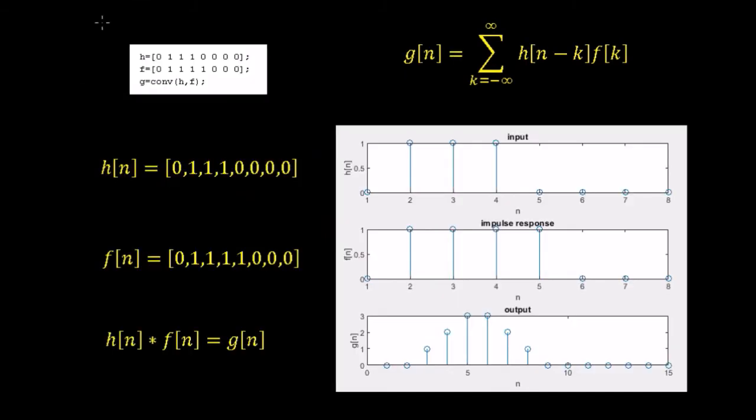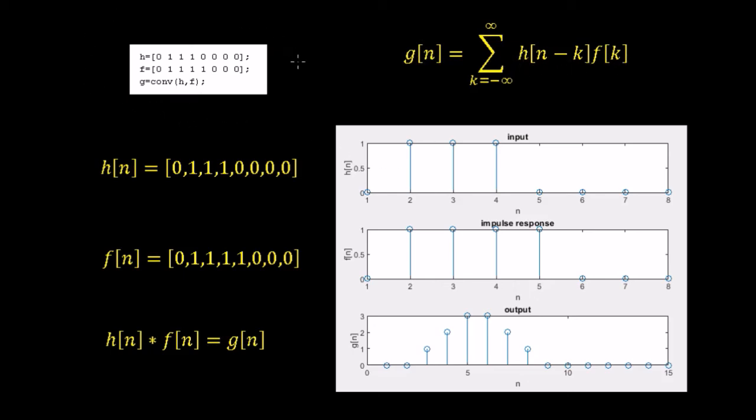So let's look at our discrete convolution in Matlab. We want to convolve these two functions: h of n, given by this discrete impulse train here, and f of n, given by this discrete impulse train. We're looking to find h of n convolved with f of n, which will give us our g of n. So our convolution function is g of n equals the sum from k equals minus infinity to infinity of h of n minus k, f of k.